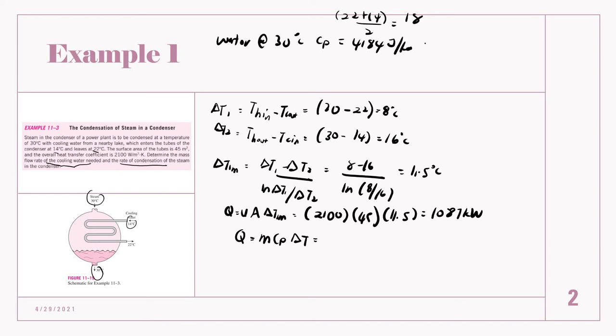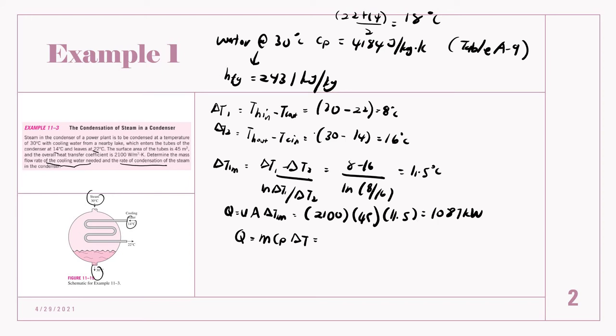joule per kg dot K. For water at 30 degrees Celsius, we can get the heat of vaporization, 2431 kilojoule per kg. You can obtain this from table A9.